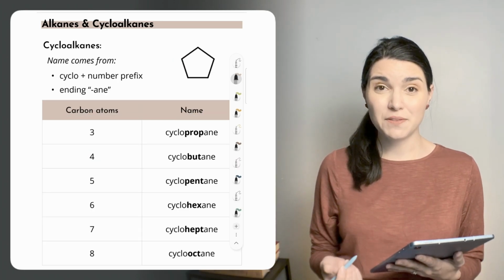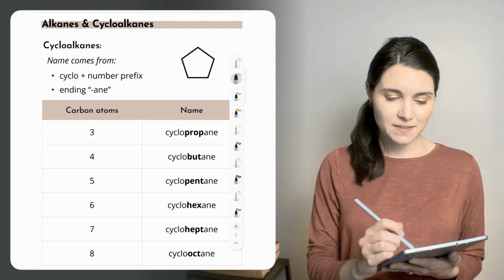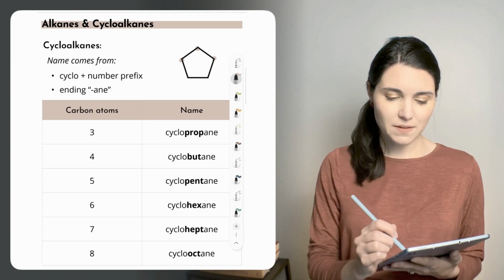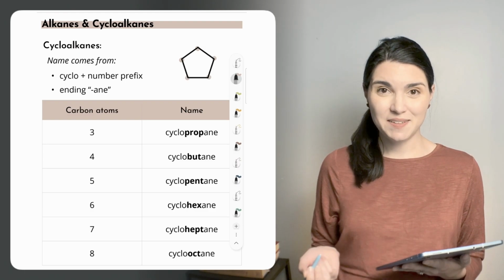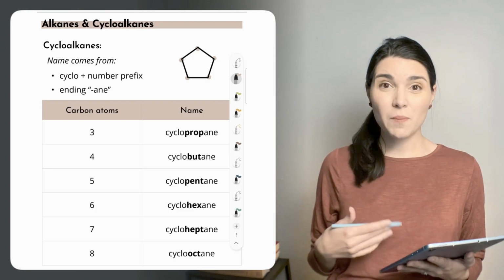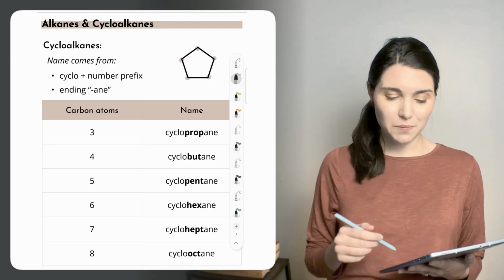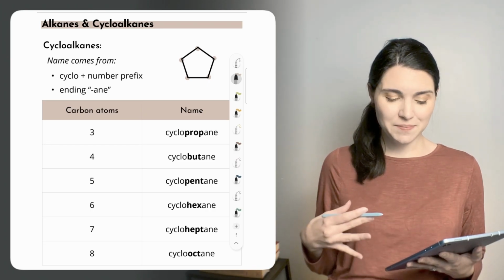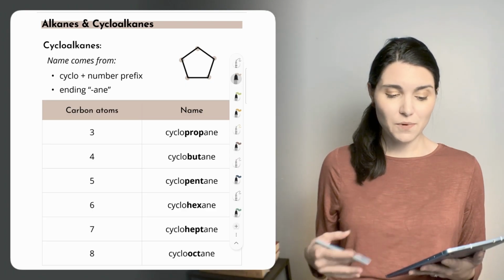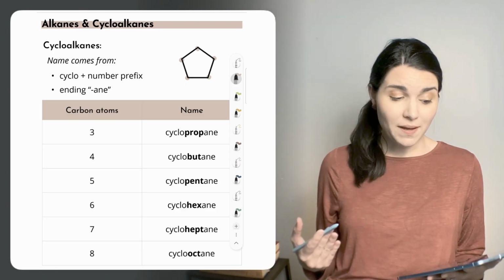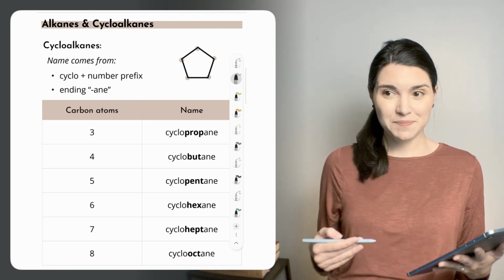Cycloalkanes are named by putting the word cyclo in front of the alkane name. So this ring has 1, 2, 3, 4, 5 carbons. So we would call this cyclopentane. And again, I've put some of the most common rings you'll see in the table and highlighted the numerical prefix for the number of carbons in the ring. And these are ones, again, that you're going to want to get really familiar with. So right away, when you see cyclopropane, you know that it's a 3-carbon ring, or cyclobutane, you know that it's a 4-carbon ring.